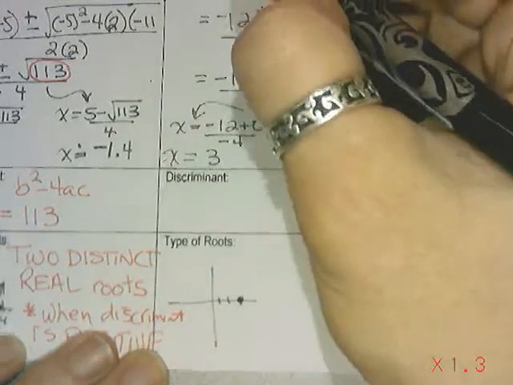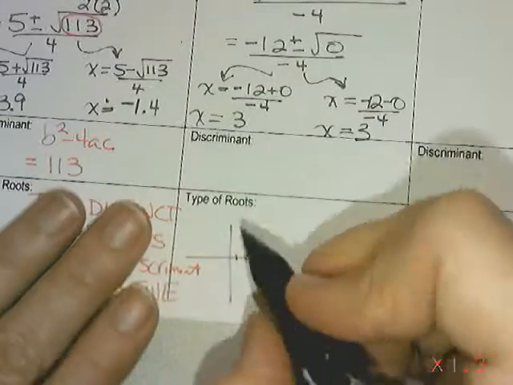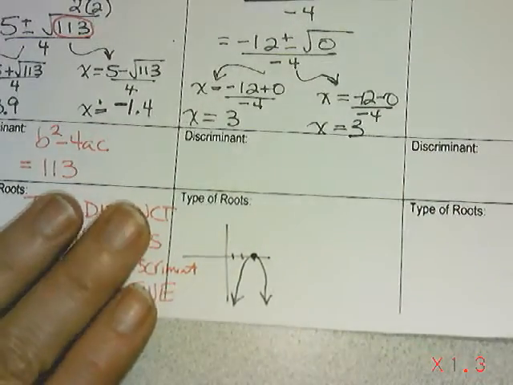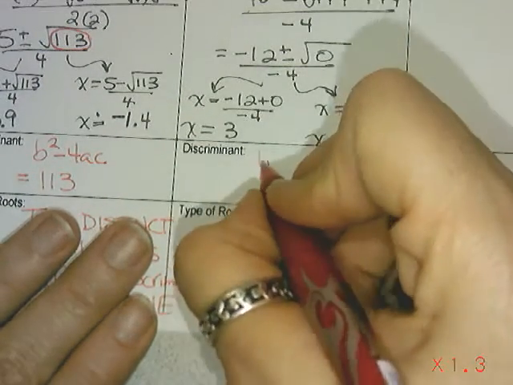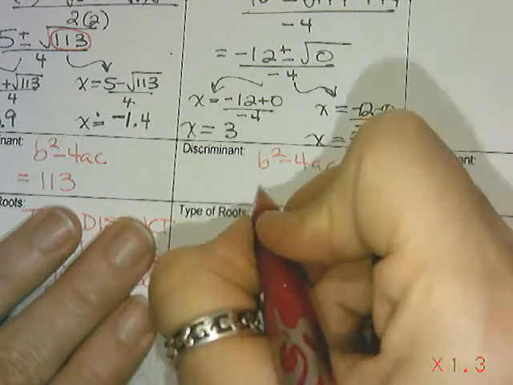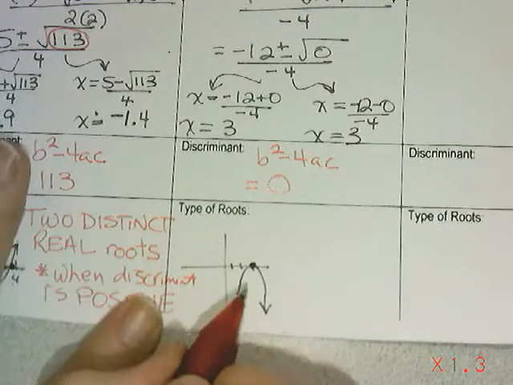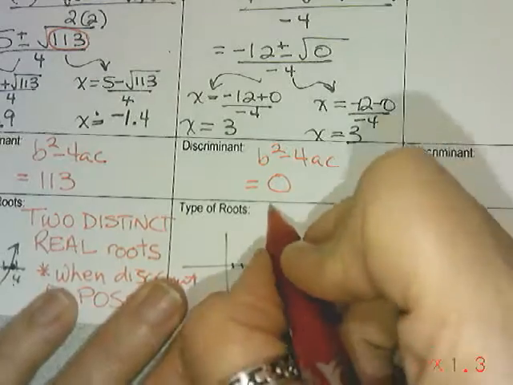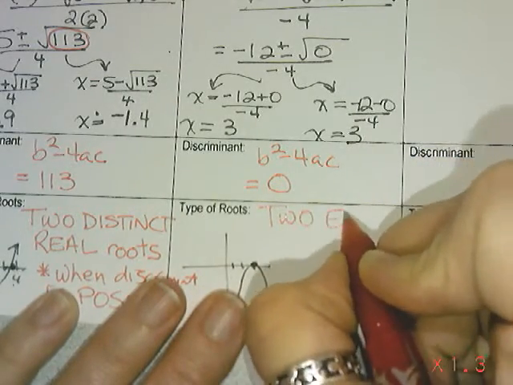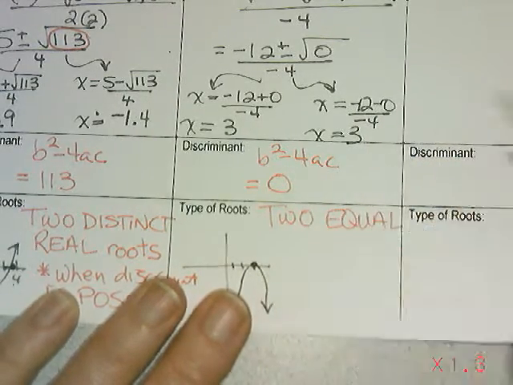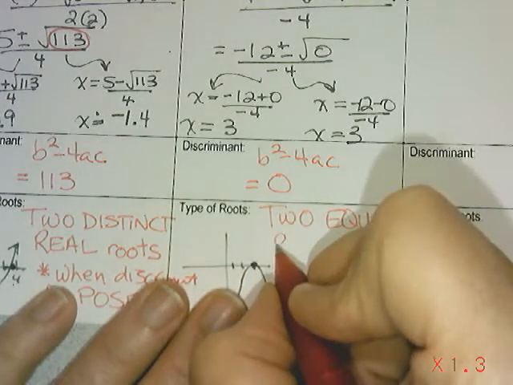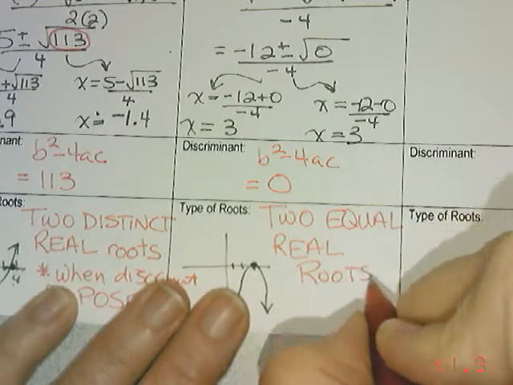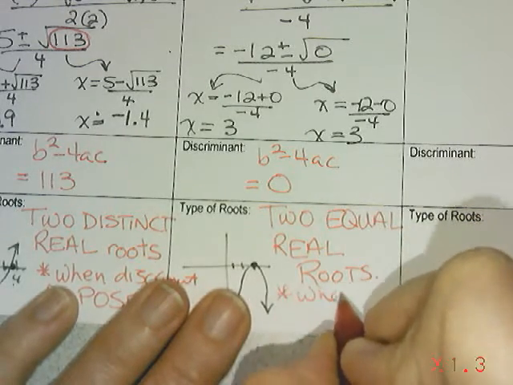This one has a negative leading coefficient, so I know it opens down. It might be something that looks like this on the graph. But the point here is, if your discriminant comes out to being 0, you have this kind of parabola with its vertex right on the x-axis. There's still two roots, I know it looks like one dot, two equal real roots when the discriminant is 0.